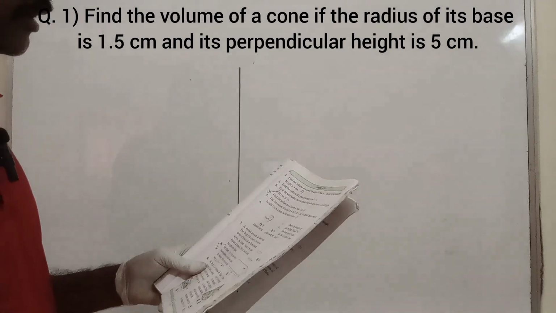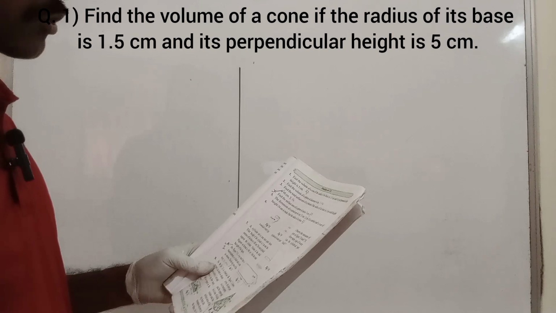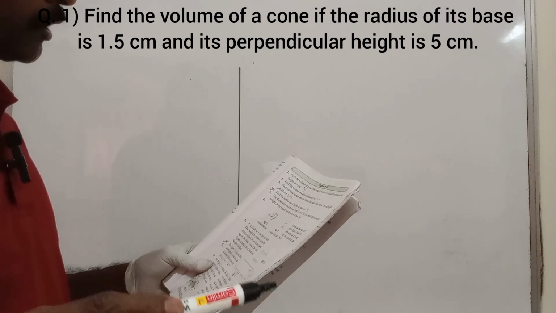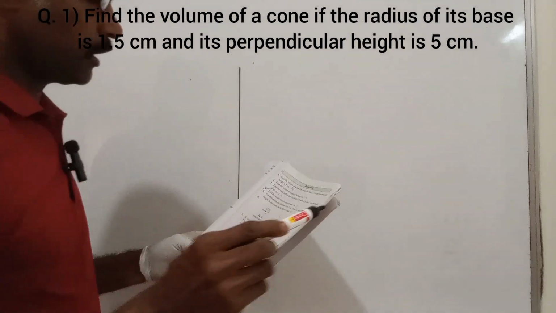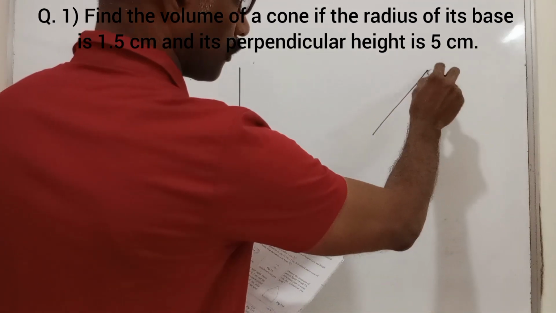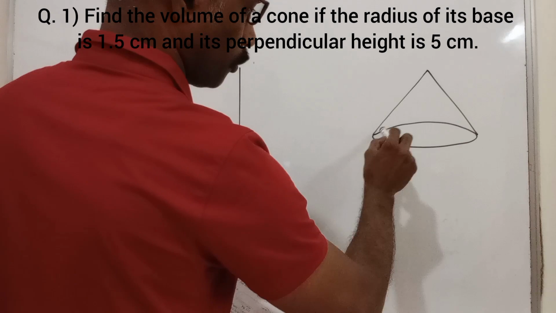Practices 7.1, question number 1. Find the volume of a cone if the radius of its base is 1.5 centimeter and its perpendicular height is 5 centimeter. See this. This is a cone. This is the figure of the cone.